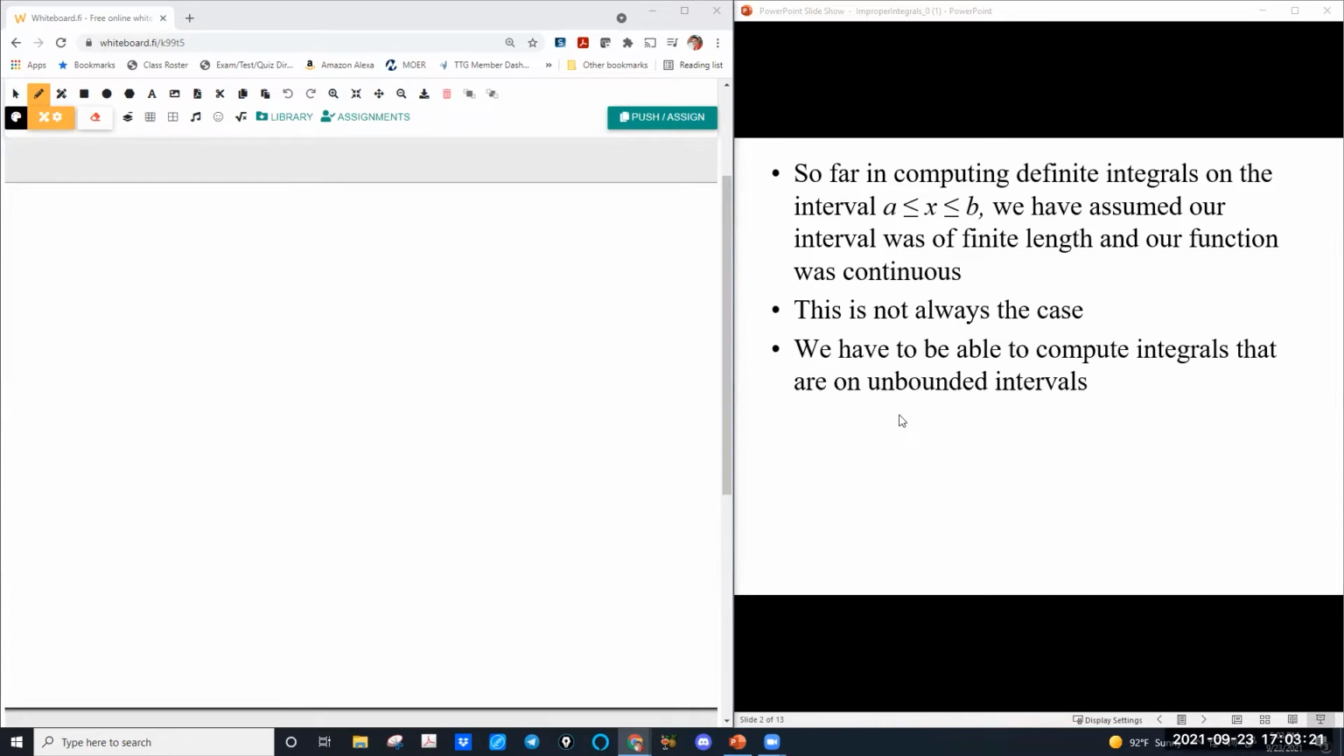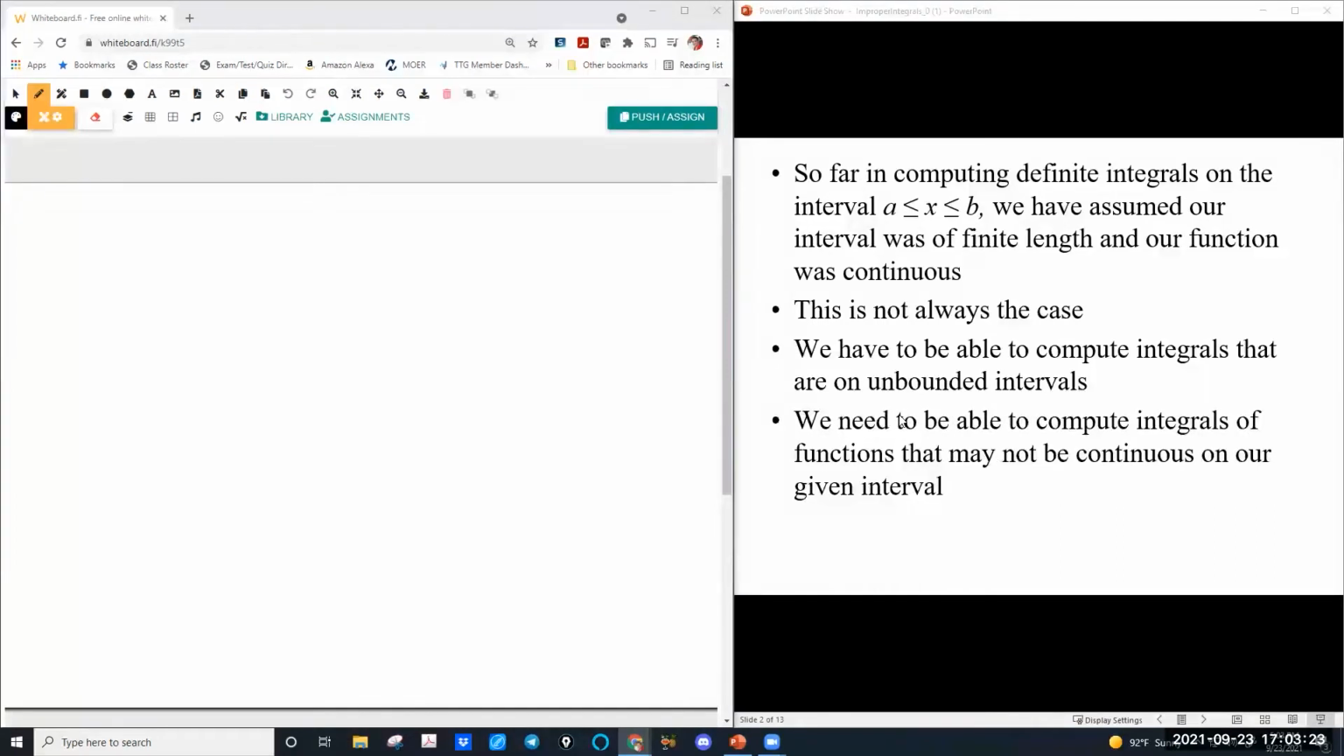Sometimes we'll have an unbounded interval, in other words, one or both of the limits are infinity. We also may have a case where the function that we're taking the integral of is not continuous on our interval, but its definite integral may still exist. Those are the two cases we're going to look at. These are what are called improper integrals.